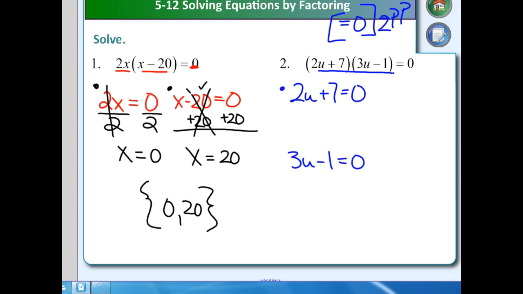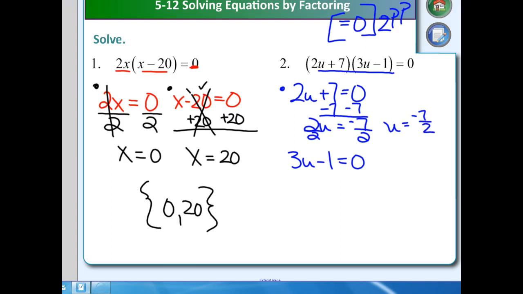Well, if I look up here at the first, top equation, my floater is 7. I need to get rid of the 7, so my inverse operation is to subtract it. So now I've got 2u equals negative 7. And then we've got to divide both sides by 2. And we're going to get u equals negative 7/2.